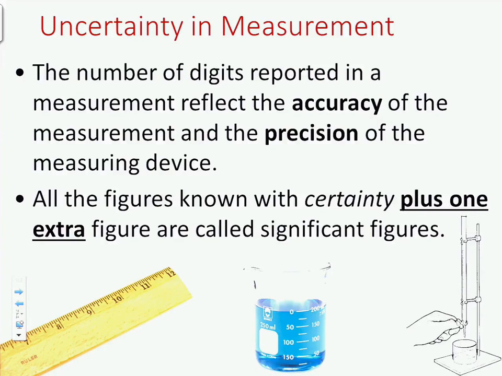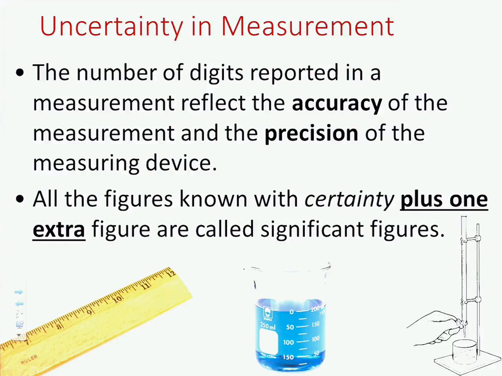All right, so let's talk about uncertainty and measurement. When we looked at the two different unit scales of the ruler, we looked at this without really knowing what we were looking at. The number of digits reported in any measurement reflects both the accuracy of the measurement and the precision of the measuring device. All of the figures are known with certainty, plus one extra figure, and that's called a significant figure.